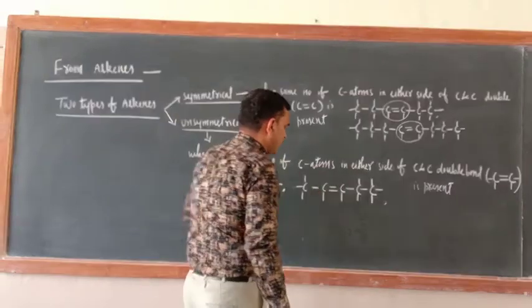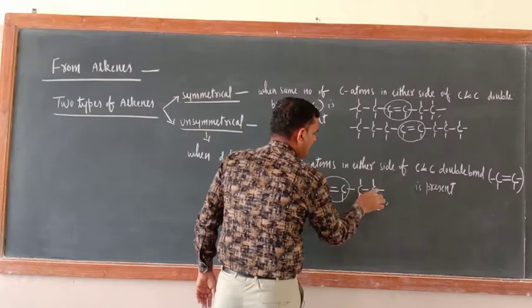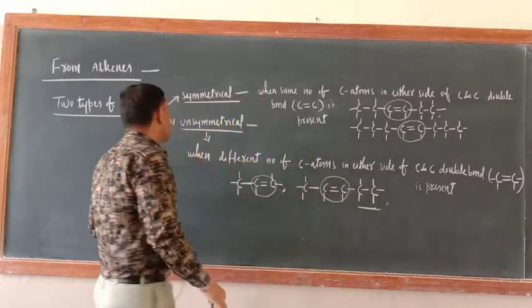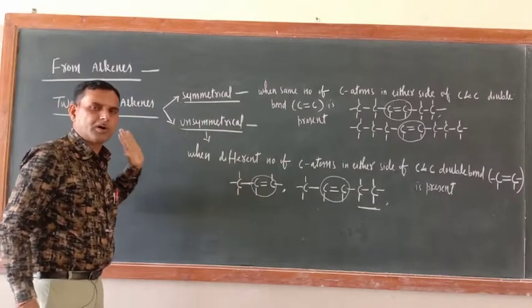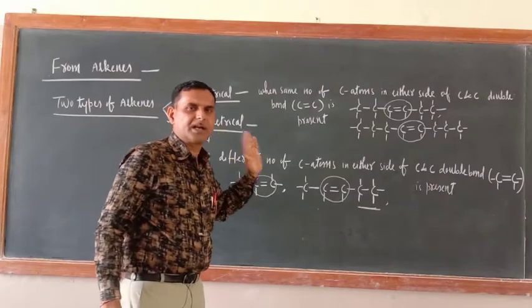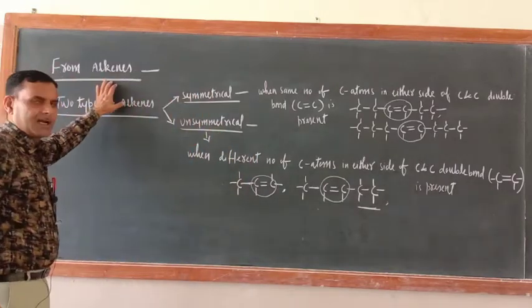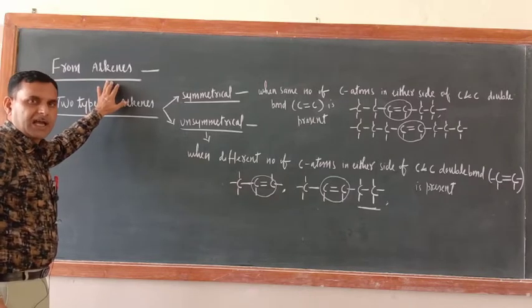See a better example. This is the carbon-carbon double bond. This side 2 carbon atoms are there, 1, 2. This side only 1 is there. So this is also an example of unsymmetrical alkene. So I hope that you have got the meaning of symmetrical and unsymmetrical alkene. This is not a topic of this one from alkenes. We are in the method of preparation of alkyl halide.